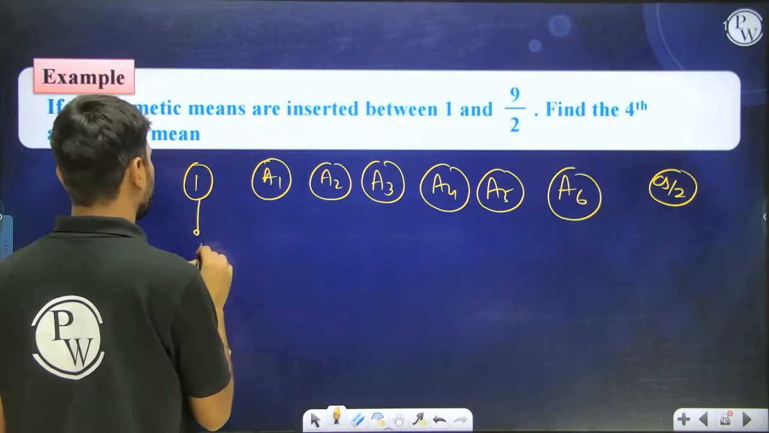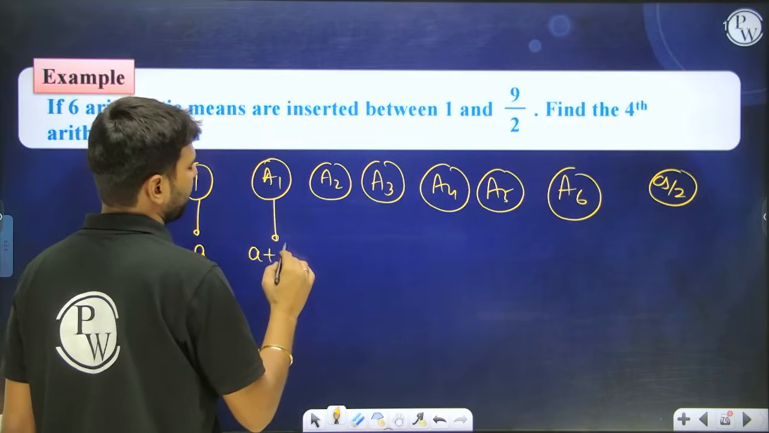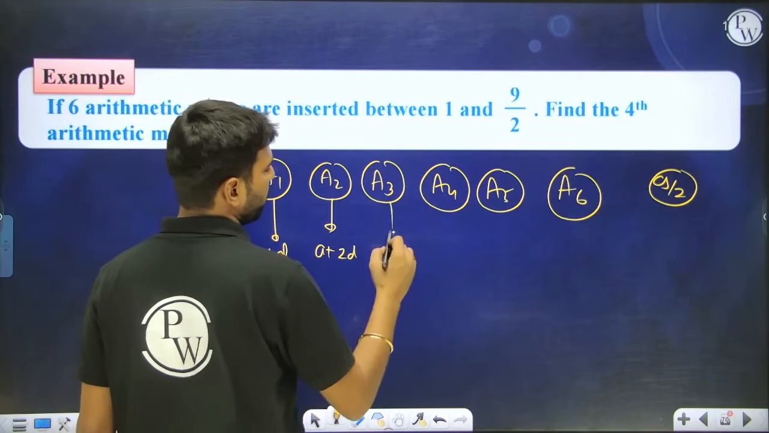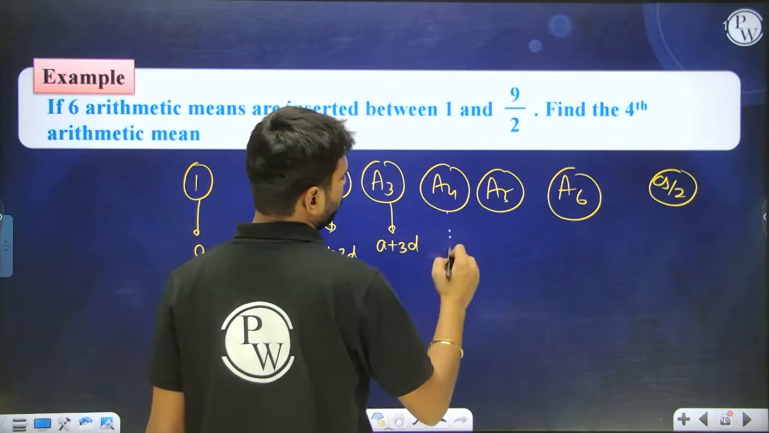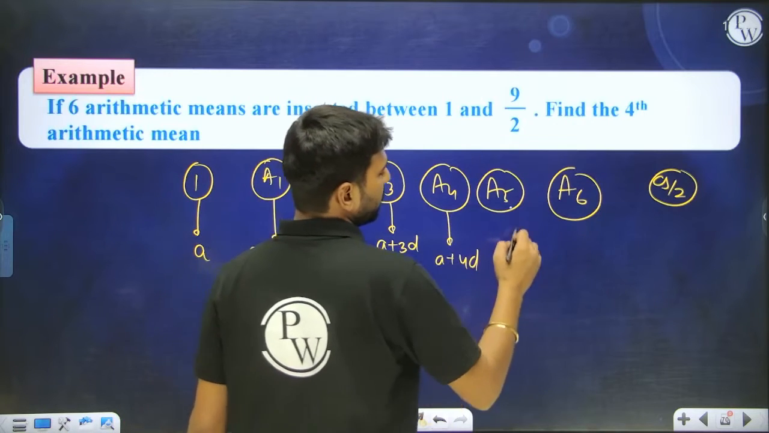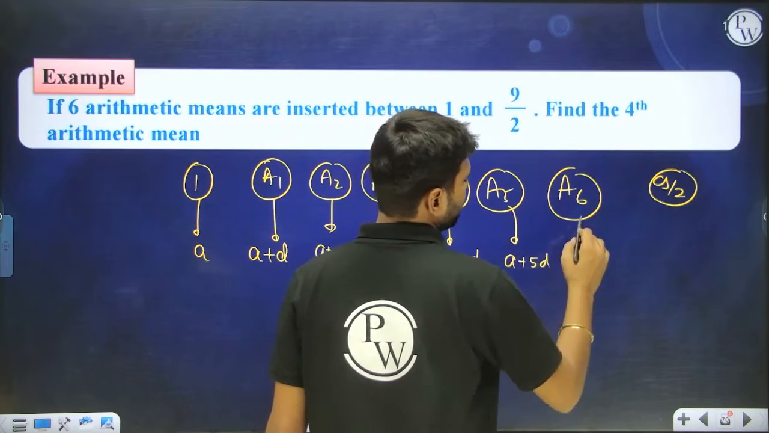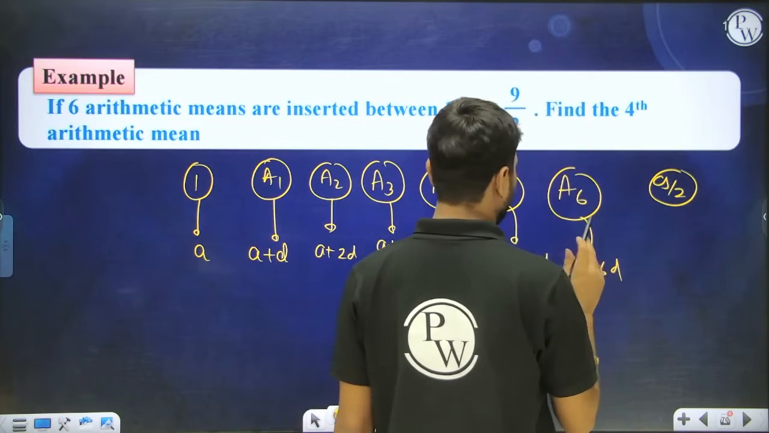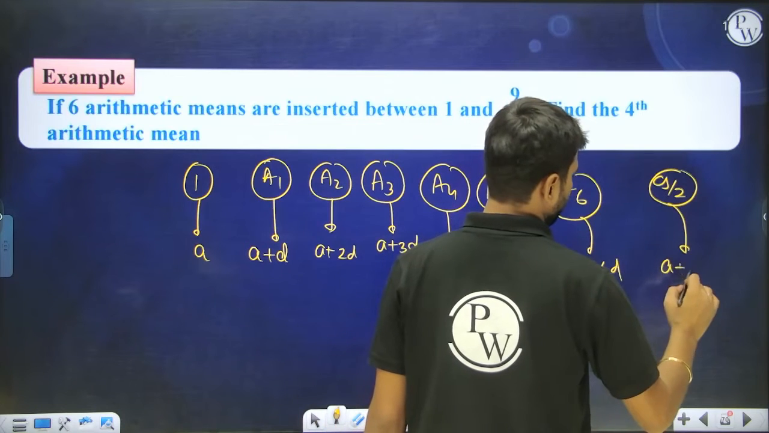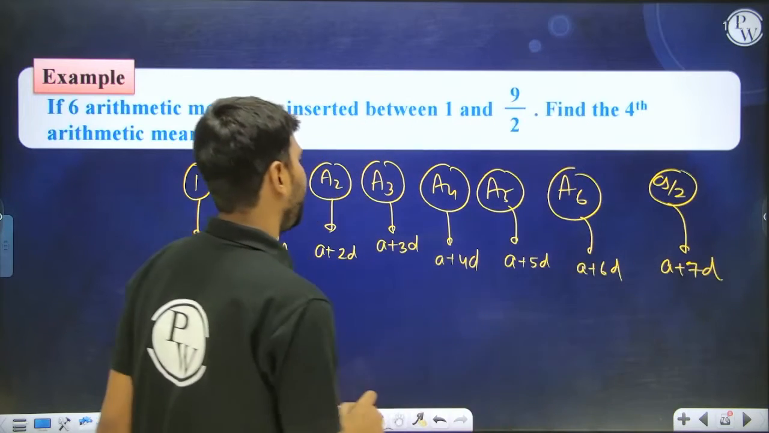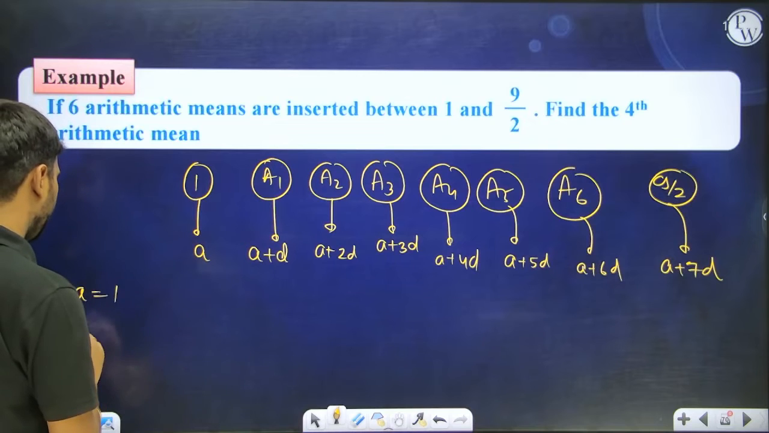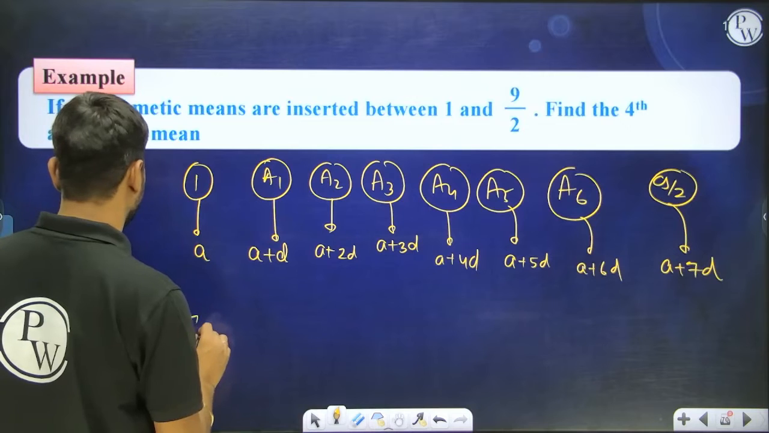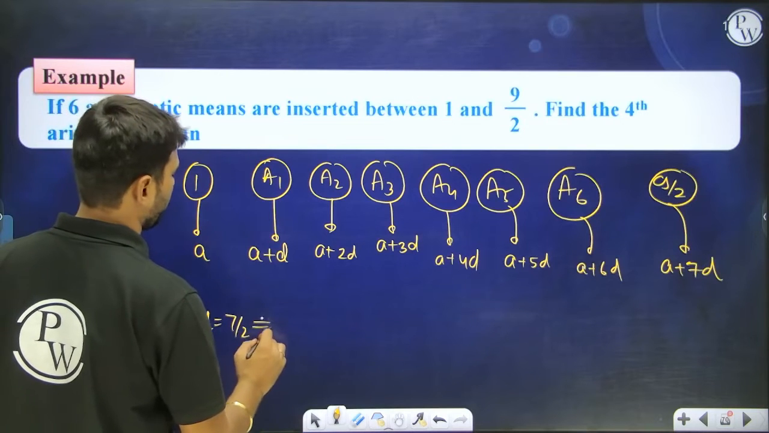As I just told you, this will be the value of A, this will be A plus D, the second term of the AP. This will be the third term of the AP, A plus 2D, this will be the fourth term of the AP, A plus 3D. This will be the fifth term of the AP, this will be the sixth term, and this will be the seventh term of the AP, sorry, and this will be the eighth term of the AP. So we can see that A's value is equal to 1 and A plus 7D's value is equal to 9 by 2, given to me. So we can see that 7D is equal to 7 by 2, which means D is equal to half.